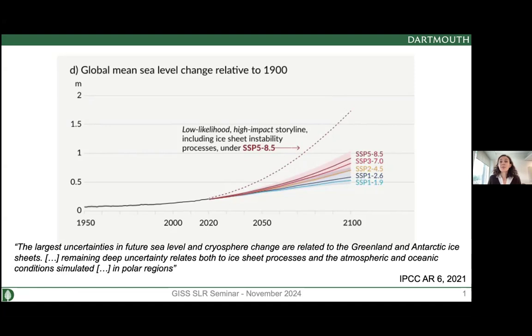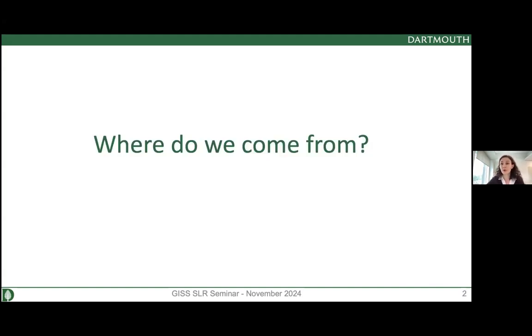And so where did we get there for the last IPCC report? Instead of an introduction talking about why ice sheets are so important, because I think you all know that, I just want to bring you back a few years before this IPCC report, towards what was happening for the previous IPCC report. So where do we come from?